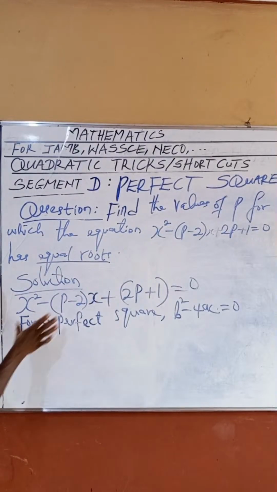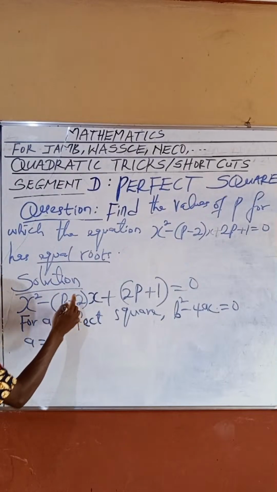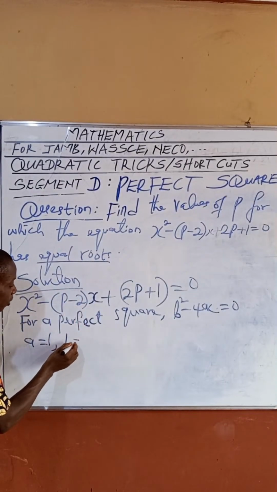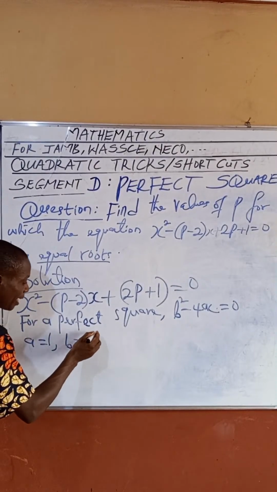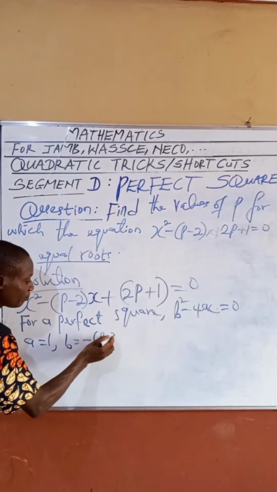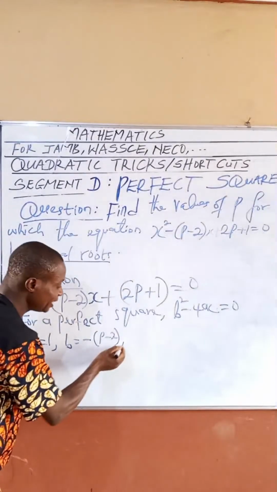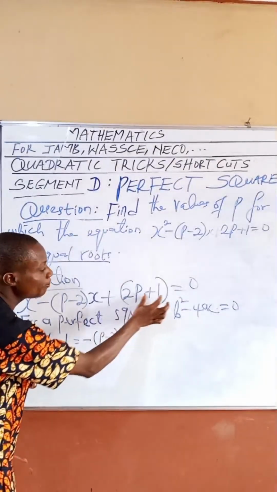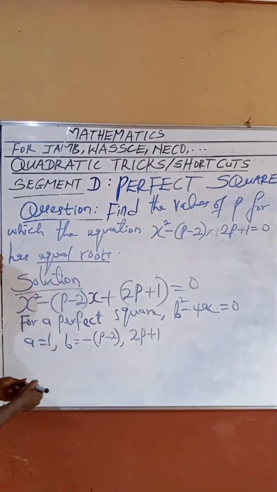So let's proceed. What's our A here? Our A is equal to 1. What's our B? Our B is equal to minus open bracket P minus 2. This is our B. Then the question is, what's our C? Our C is 2P plus 1.